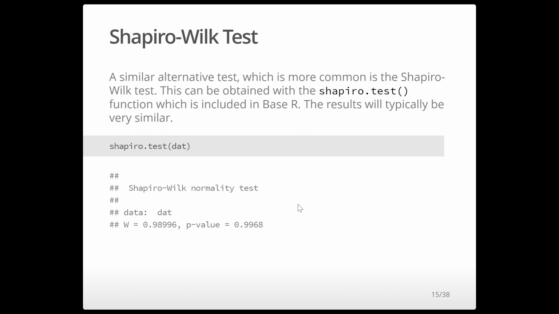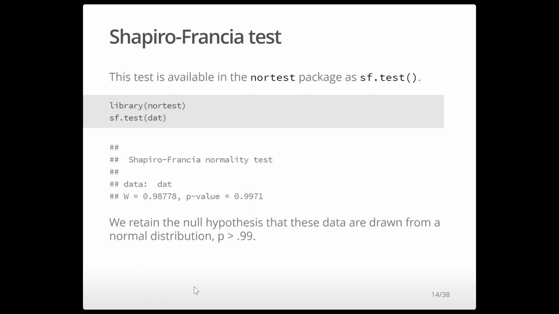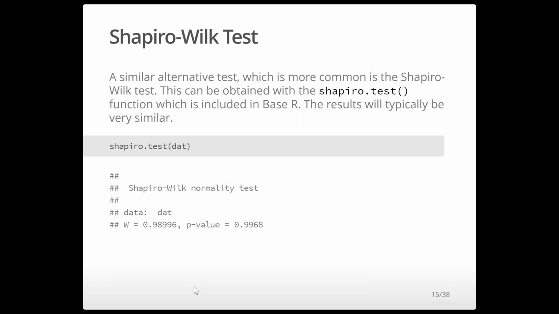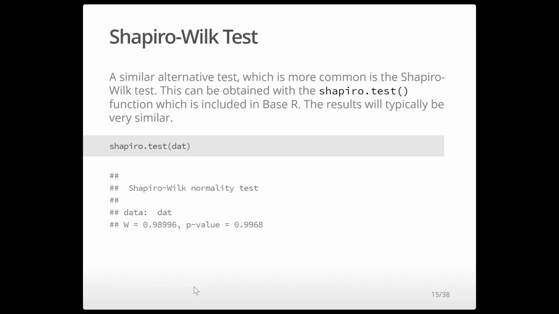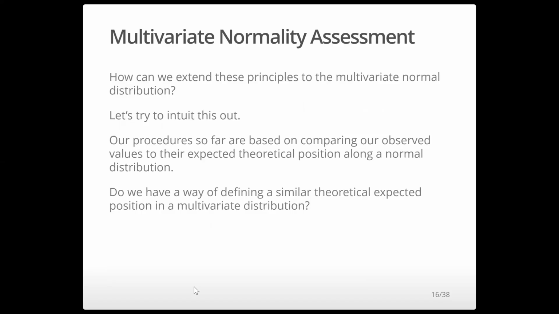There's a similar test, which is maybe more common. It's called the Shapiro-Wilk test. This can be obtained with the shapiro.test function. This is included in base R. You don't need any special packages. And the results are typically going to be very similar. We see the results are almost exactly the same as what we got here. It's off in the third digit. These are ways you can test for univariate normality.